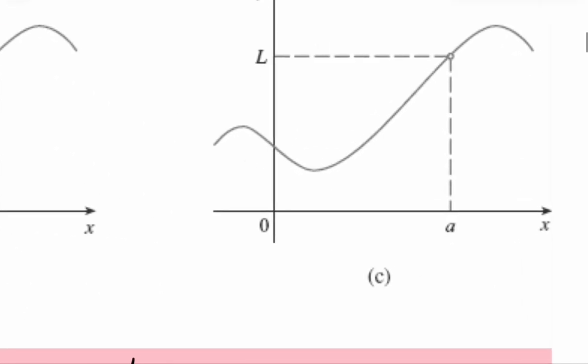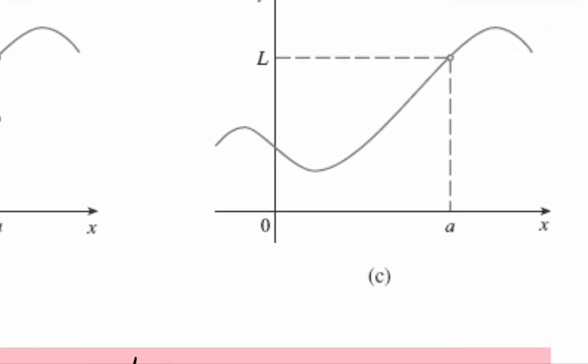Or you could just have a function that is undefined there, but as we approach it from both sides, we are heading to a height of L. We don't necessarily land there. So a limit is saying, what height are we approaching from the sides? Do we land there? Maybe, maybe not. But that's not a concern of a limit. A limit is just what are we approaching from both sides?